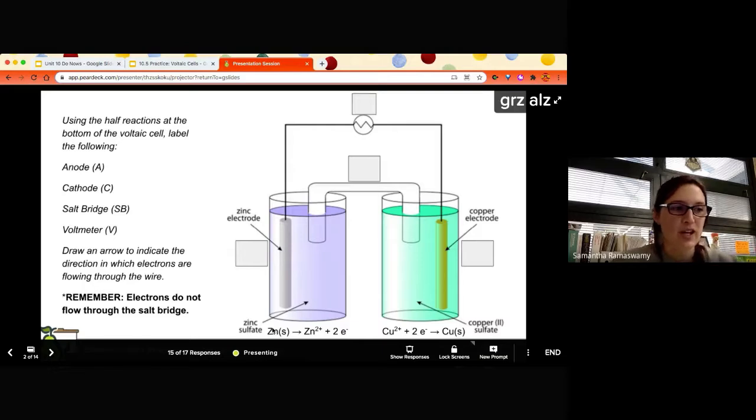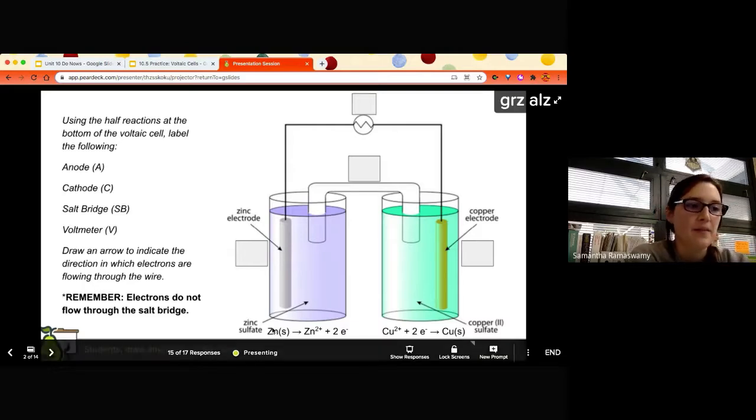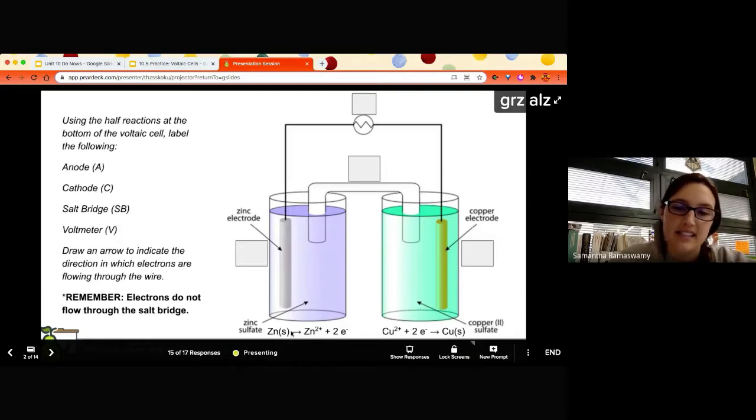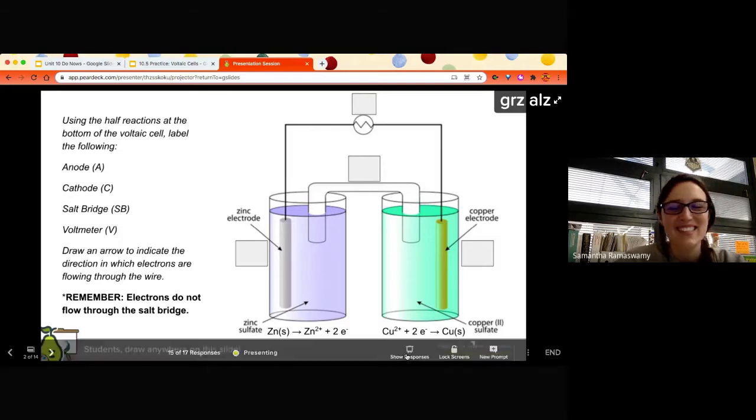While some people are finishing up drawing their slides, if you take a look, Zn to Zn2 plus is an oxidation number of 0 to +2. That is the loss of electrons. The reactant is losing electrons, so zinc is oxidized. Zn to Zn2 plus is oxidation. Cu2 plus to Cu is reduction. So Zn is being oxidized and Cu2 plus is being reduced. Based on that, you can think about what the anode and cathode would be.